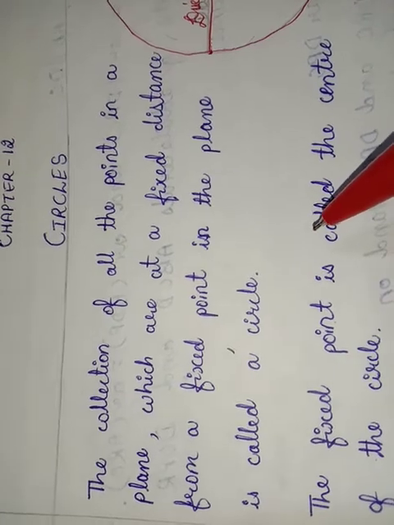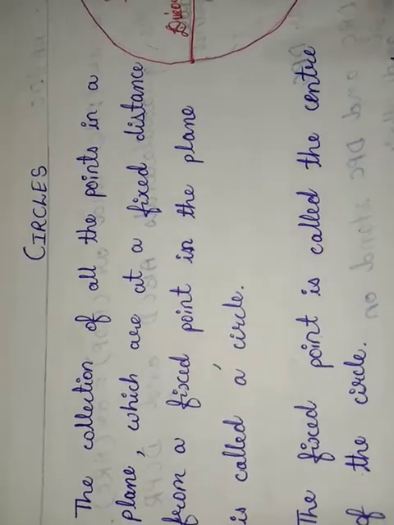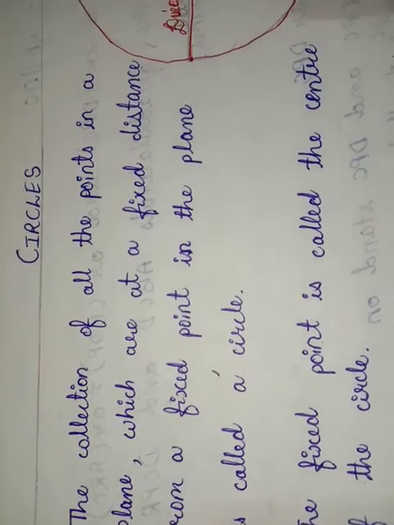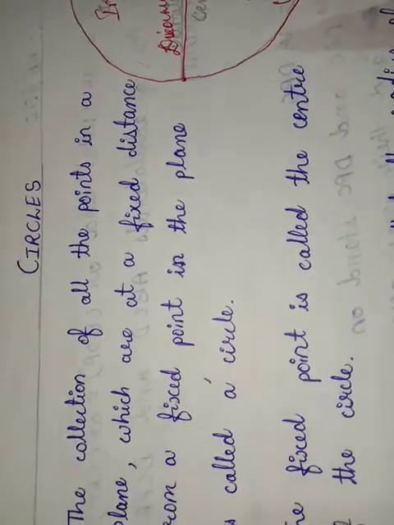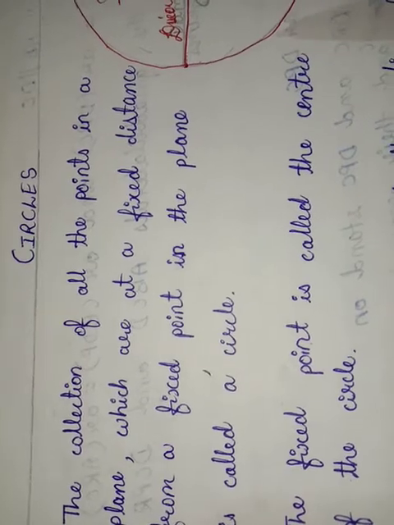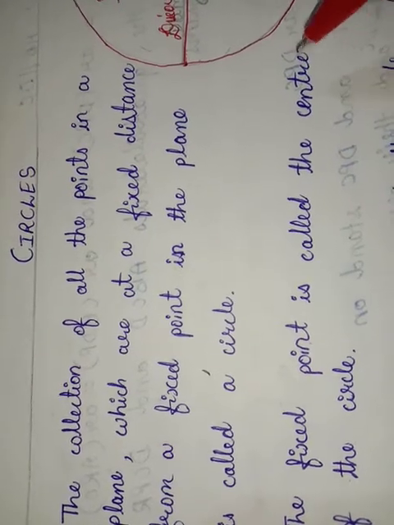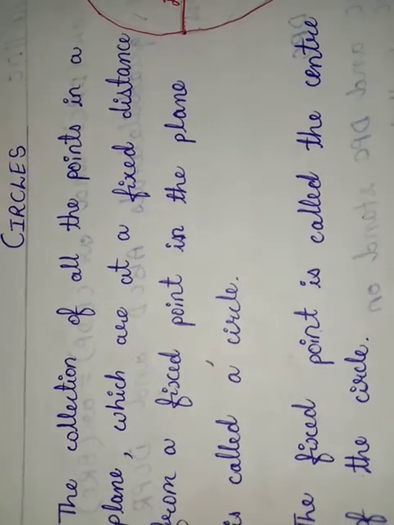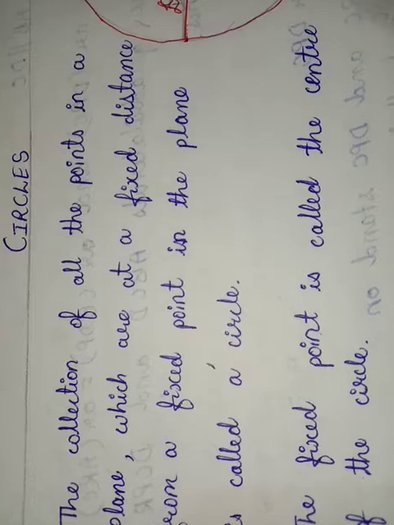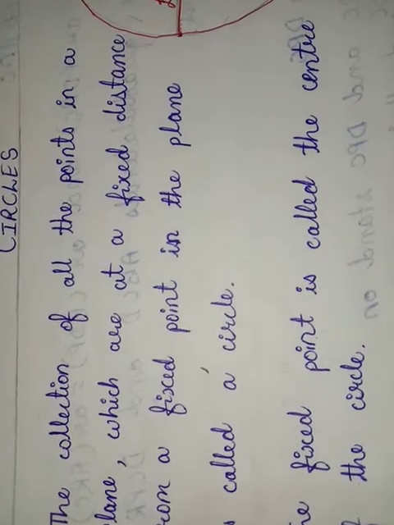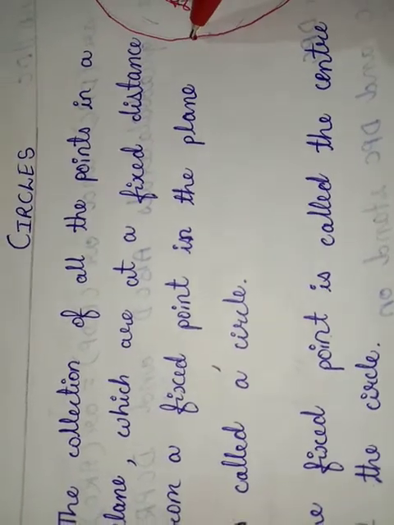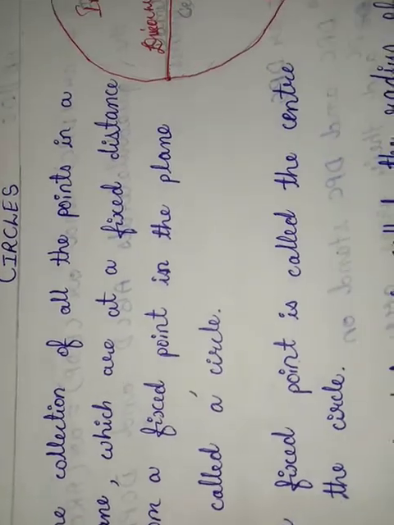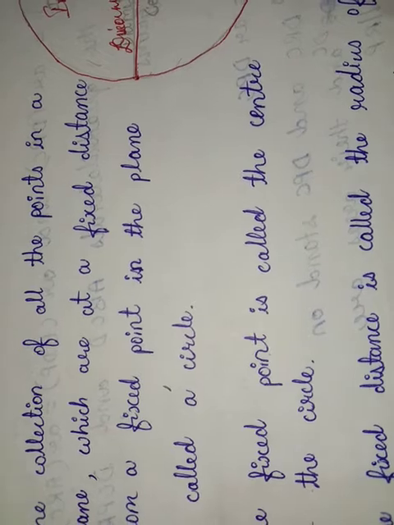Okay, now what is a circle? The collection of all points in a plane which are at a fixed distance from a fixed point in the plane is called a circle. Okay, collection of all points like this. So when you collect all the points like this, points in a plane which are at a fixed distance from a fixed point in the plane is called a circle.